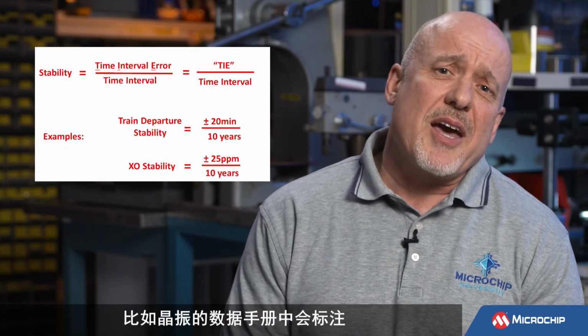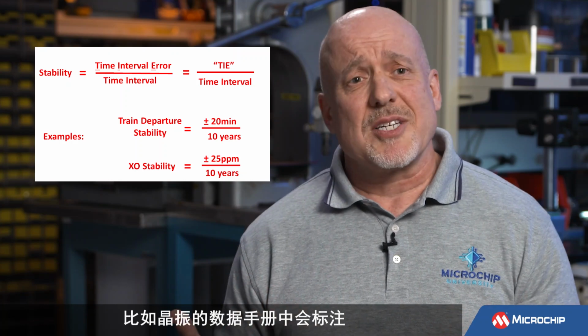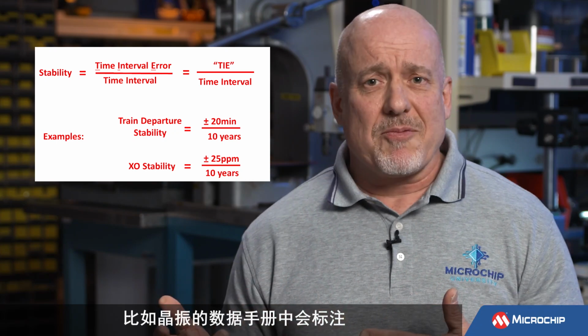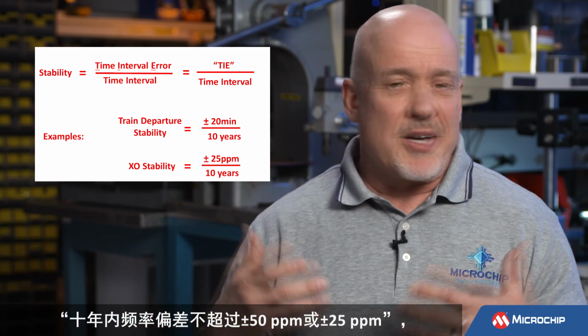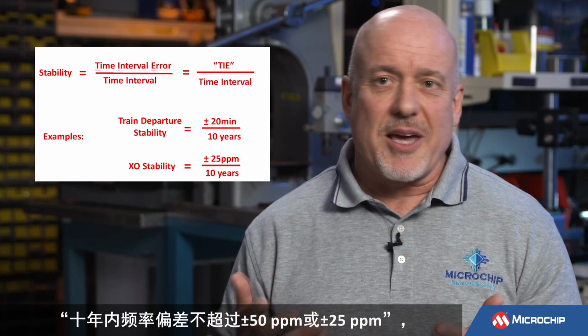Now, clock sources are described the same way with their stability parameter in their data sheets. So for example, you may have a crystal oscillator that says in its data sheet that it will remain within plus or minus 50 ppm, 50 parts per million, over a 10-year period, or perhaps plus or minus 25 parts per million over a 10-year period. That is what we see on the data sheet expressing that oscillator stability.